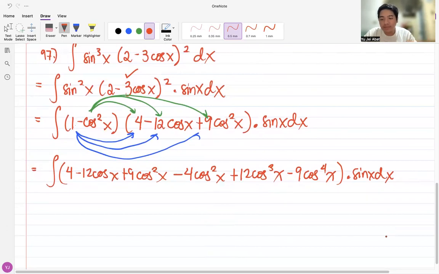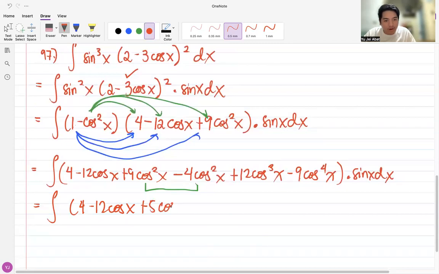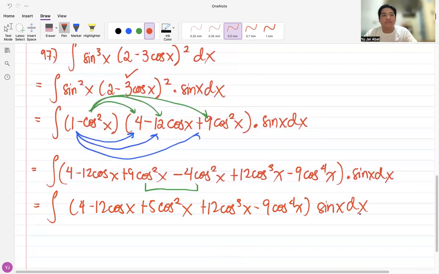If we do this manually, we are seeing some simplifications for this. So we have 4 minus 12 cosine of x, and 9 minus 4 cosine squared of x, that would be positive 5 cosine squared of x, plus 12 cosine cubed of x minus 9 cosine raised to the 4th of x, sine of x dx.